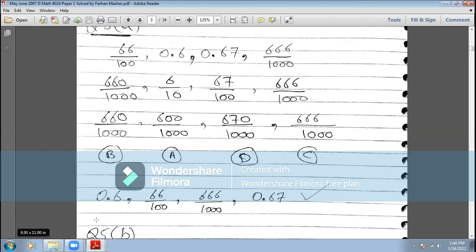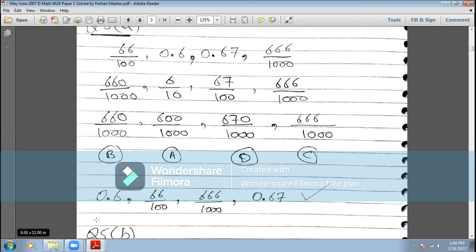So now because the denominators are the same, by just comparing the numerators, you will be able to tell which is the smallest. So 600 by 1000 is the smallest, then 660 divided by 1000, then 670 divided by 1000.